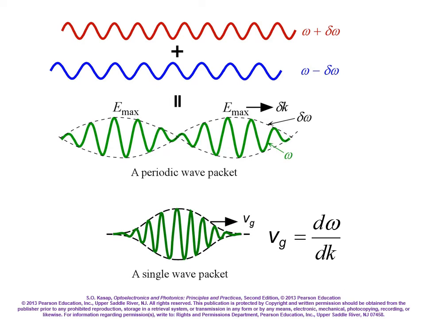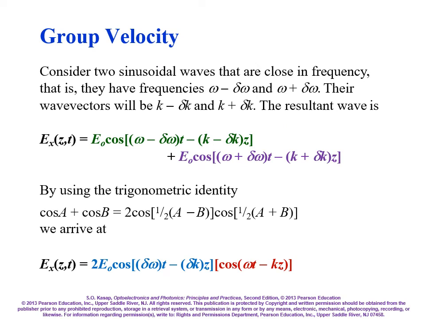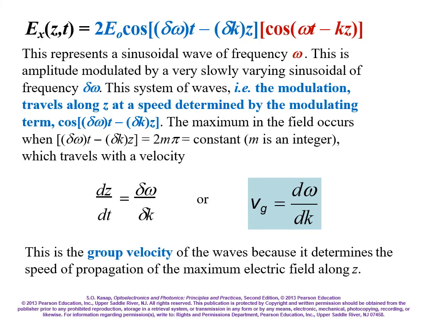Here we can see another picture where the group velocity of a single wave packet, Vg, is given with a mathematical equation. Okay, if we come to the mathematical derivation of group velocity, we consider two sinusoidal waves that are close in frequency, that is, frequencies of omega minus del omega and omega plus del omega. Their wave vectors will be k minus del k and k plus del k. The resultant wave would then be E naught cos(omega minus del omega)t plus E naught cos(omega plus del omega)t. By using a trigonometric identity, we get twice E naught cos A cos B.